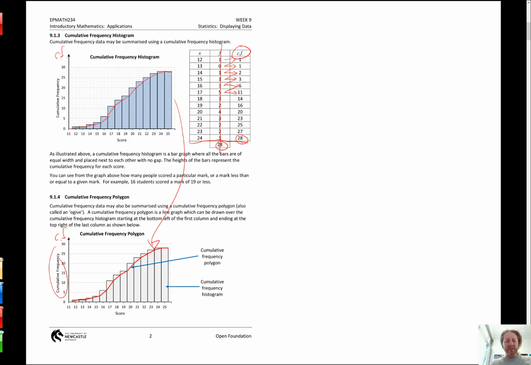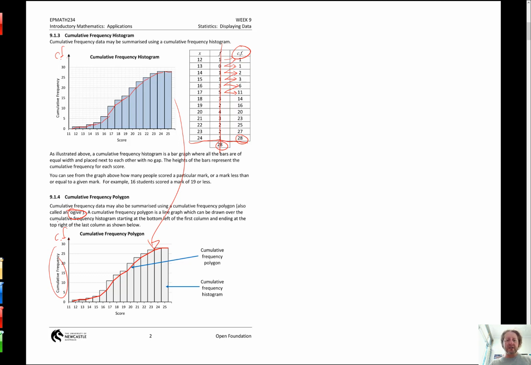So that red line is a cumulative frequency polygon, also called an ogive. A lot of textbooks will just call it an ogive. Use the ogive to find this or whatever. Same thing, cumulative frequency polygon. Again, the polygon is that line, and the cumulative frequency histogram is the boxes.